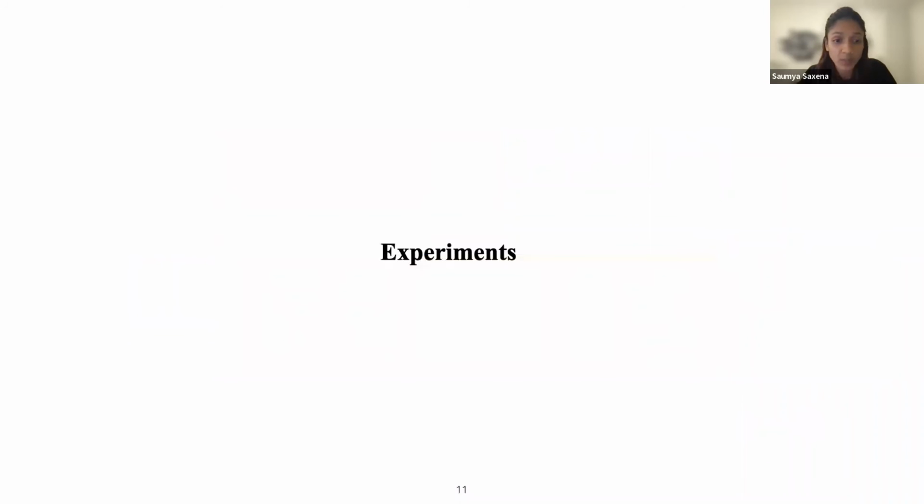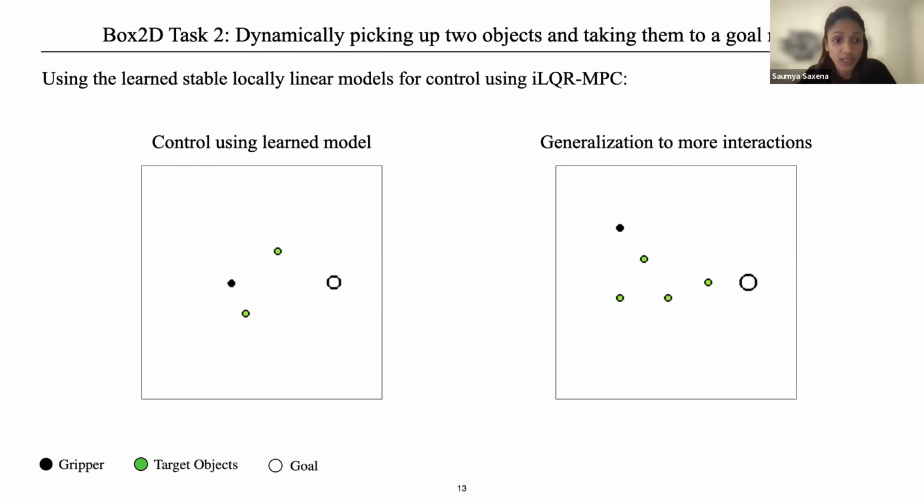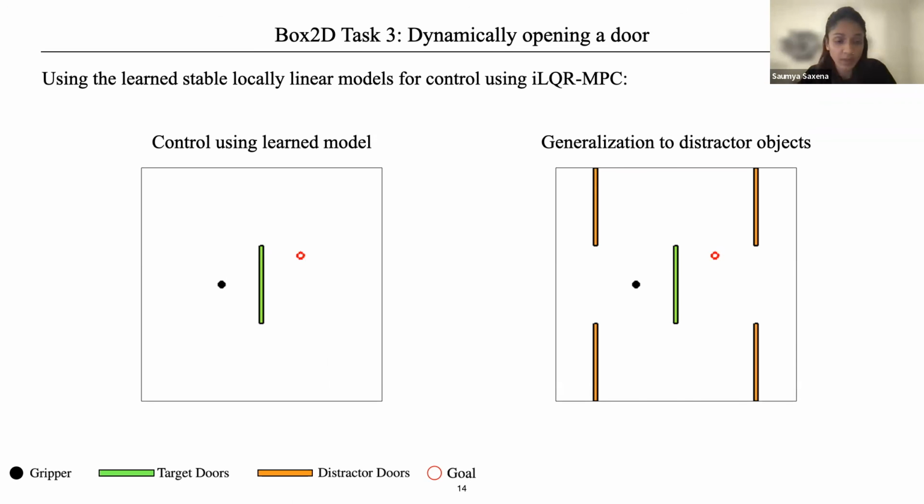We evaluate our method in simulation and in the real world by using the learned model for control using ILQR MPC. First, we consider the task of dynamically picking up an object and taking it to a goal location. The model is trained with a single object and used for control using ILQR MPC. We show that the model and policy generalize well as distractor objects are added to the scene. Next, for the task of dynamically picking up two objects and taking them to a goal location, we show generalization to picking up many more such objects than seen during training. For the task of dynamically opening a door, we show generalization in the presence of distractor doors.